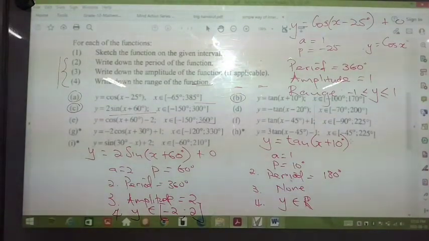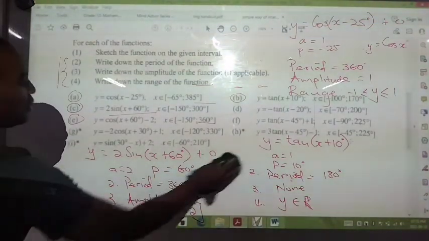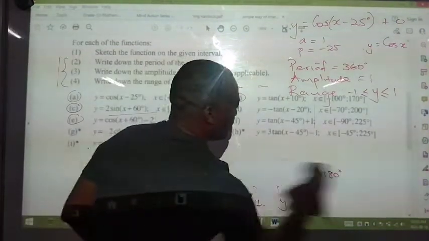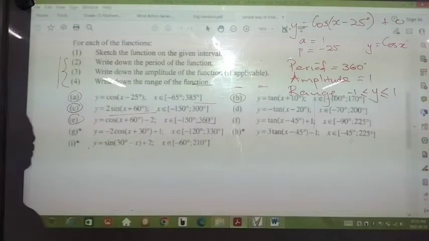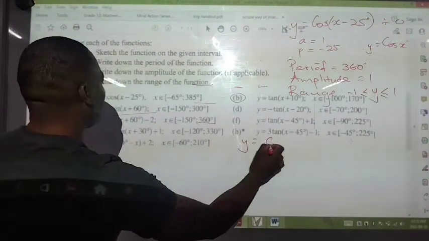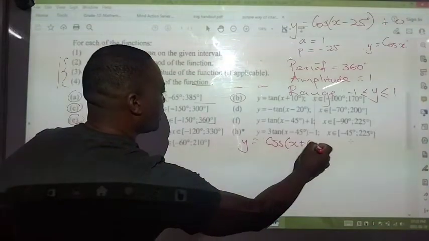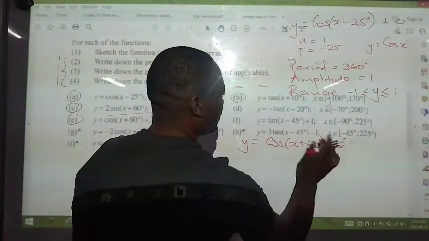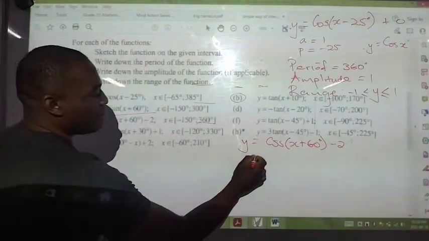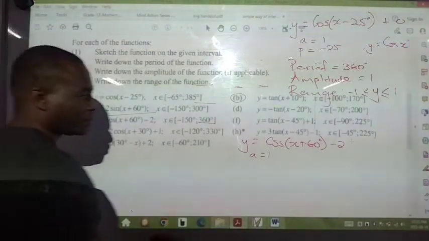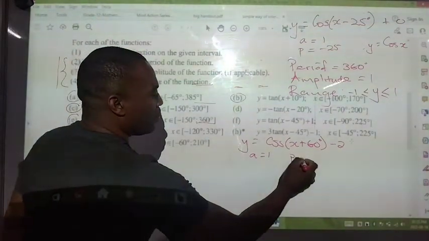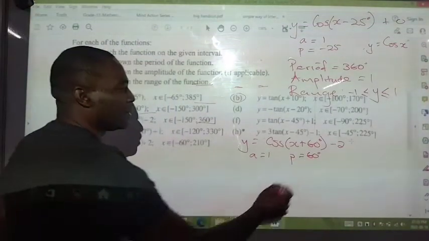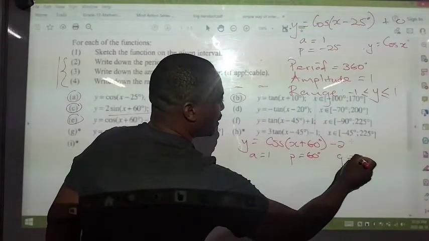Let's take another question. Let's take E. Now E is y is equal to cos(x plus 60 degrees) minus 2. So here our A is equal to 1. Our P is equal to 60 degrees. And then we have Q, which is equal to negative 2.